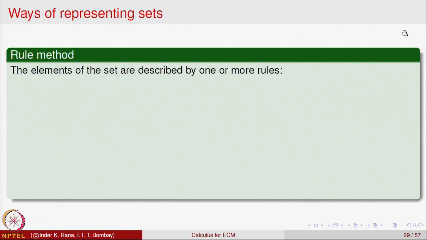So, this is one method of writing a set where we are explicitly able to exhibit all the elements of that set. There is another method where we specify a rule for picking up those elements of a set. So, let me give some examples before we write. The elements of a set are described with one or more rules. The rule could be one or more.